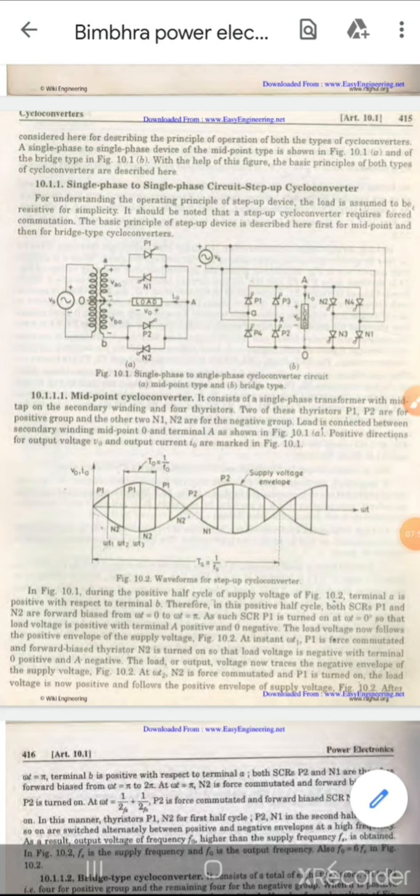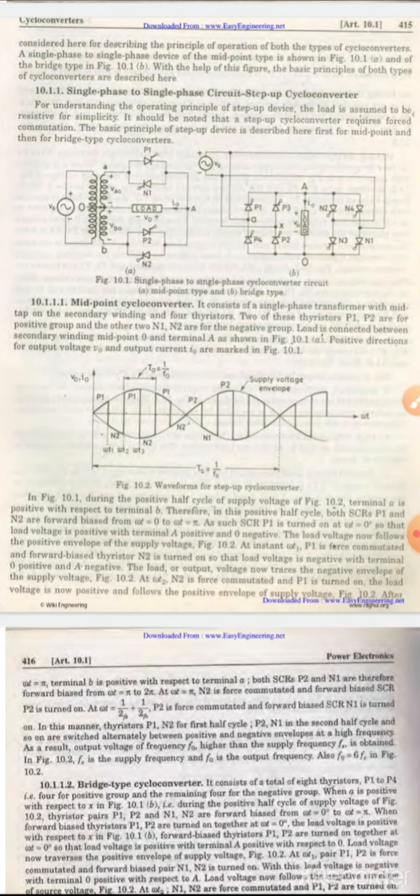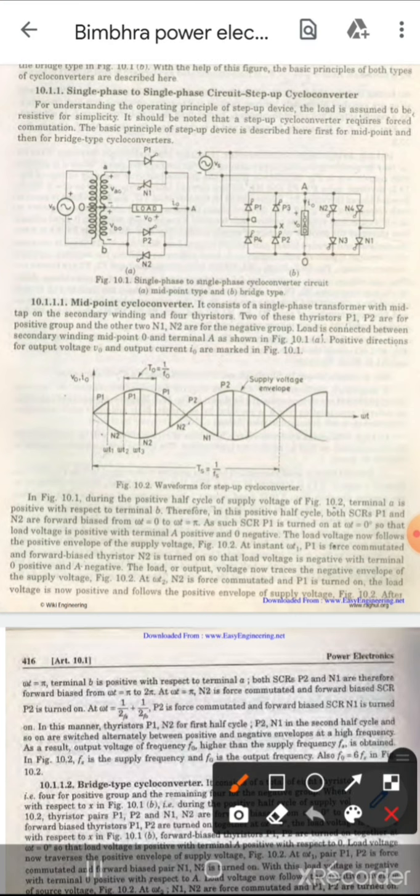We consider here the resistive load. In the midpoint configuration, it consists of a single phase transformer with midpoint tap on the secondary winding and four thyristors P1, N1, P2, N2. Here P1 and P2 are the positive group thyristors, and N1 and N2 are the negative group thyristors.